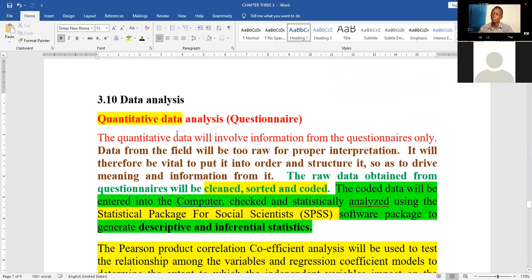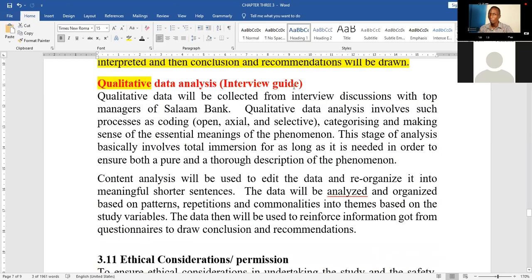Okay, so the data that comes from the questionnaire is quantitative data. That's why analyzing that data is called quantitative data analysis. Whereas the data that comes from the interview guide is qualitative data, that's why analysis of that data is called qualitative data analysis. Remember, we are going to be using two tools, questionnaire and interview guide.